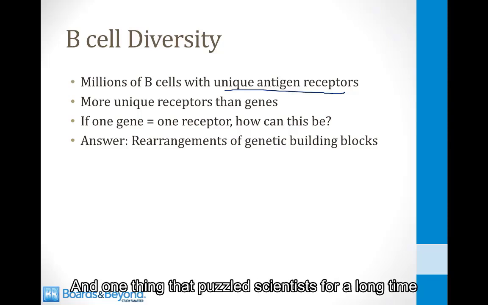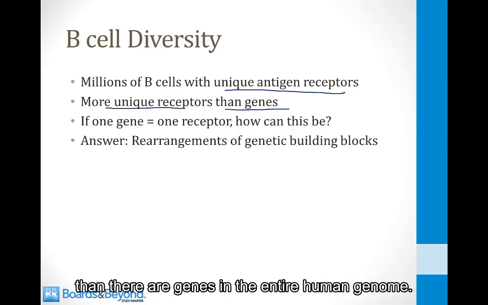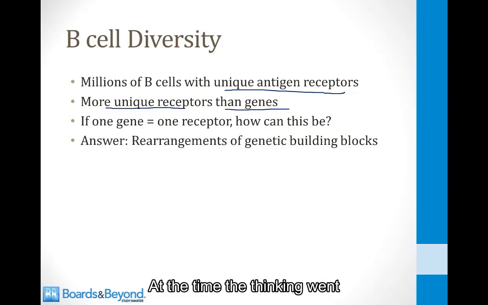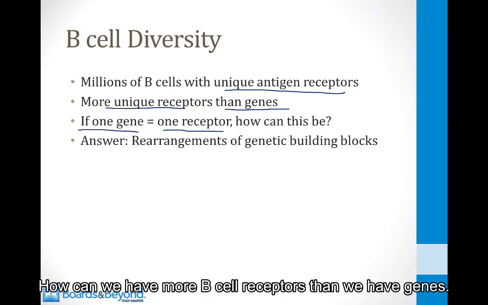One thing that puzzled scientists for a long time is that there are more unique B cell receptors than there are genes in the entire human genome. At the time, the thinking went that one gene coded for one receptor. So how is this possible? How can we have more B cell receptors than we have genes?